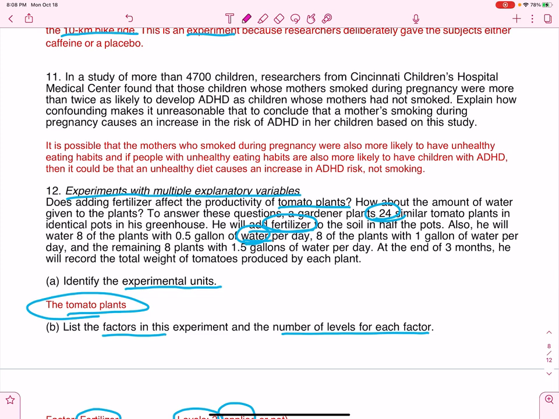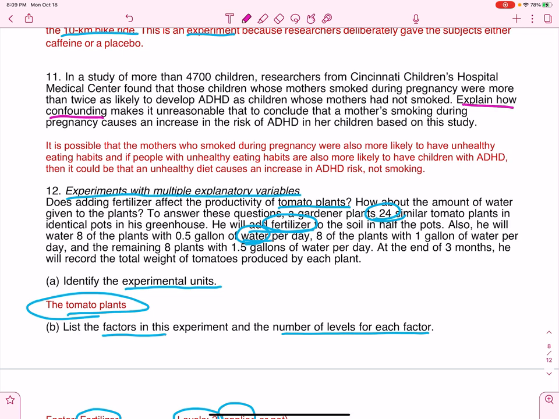Just take a few moments to pause this and read the example. We are explaining how confounding makes it unreasonable to conclude that a mother's smoking during pregnancy causes an increase in the risk of ADHD in her child based on this study. Keep in mind that this is not an experiment. You can't force people to smoke while they're pregnant. It's not ethical. So what we're looking at here is a study.